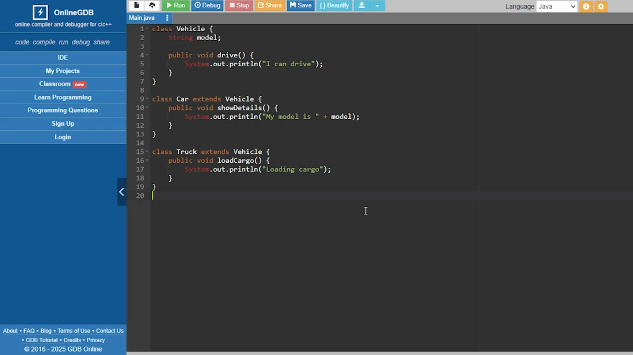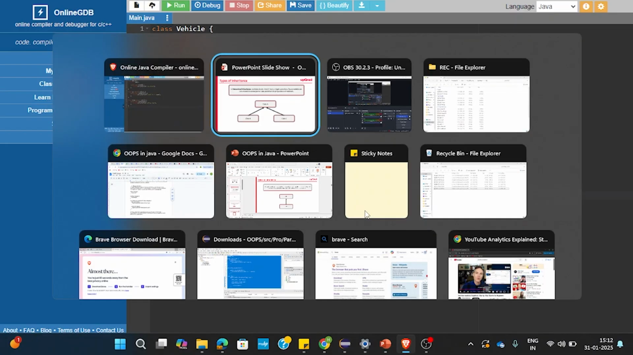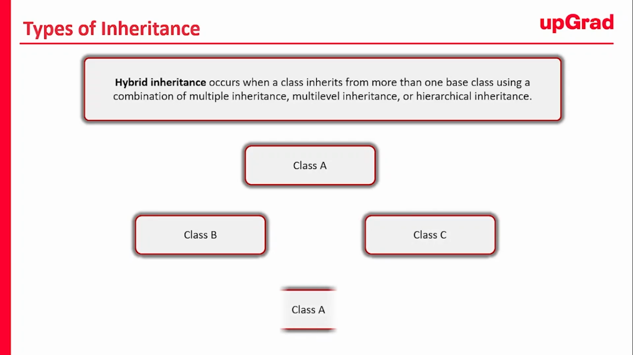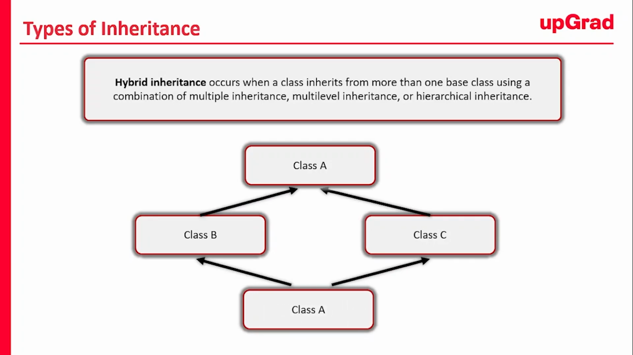All right. Now coming to the next one, which is hybrid inheritance. So hybrid inheritance occurs when a class inherits from more than one base class using a combination of multiple inheritance and multi-level inheritance, or you can say hierarchical inheritance also. This is generally more complex and can lead to ambiguity issues, especially in languages that don't directly support multiple inheritance. And that is Java, obviously. Now, I know this is a bit complex, but it is a mix of all the inheritance, you can say, that is multiple, multi-level, and hierarchical.